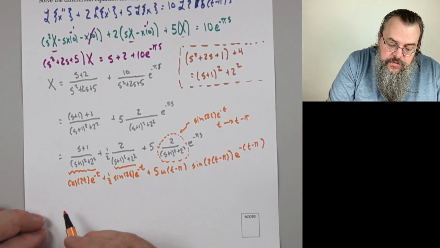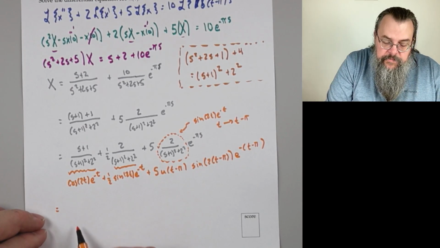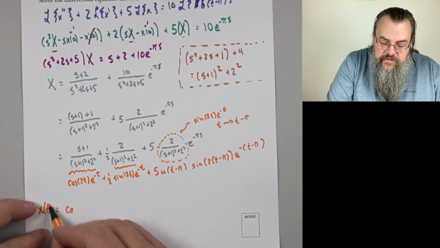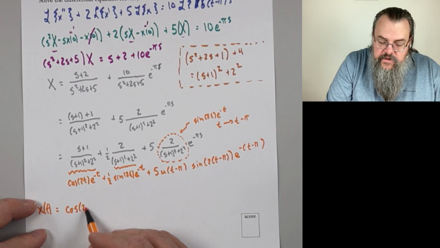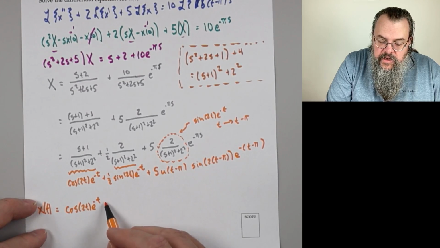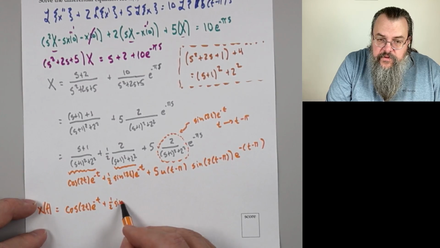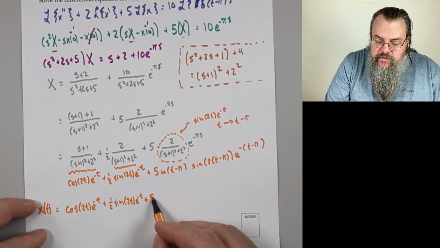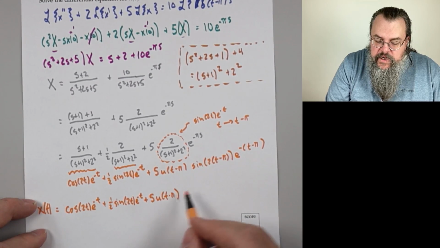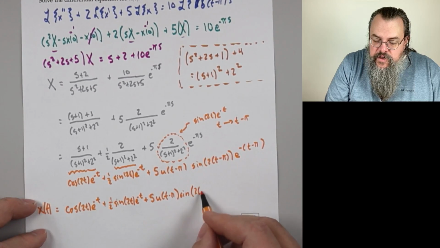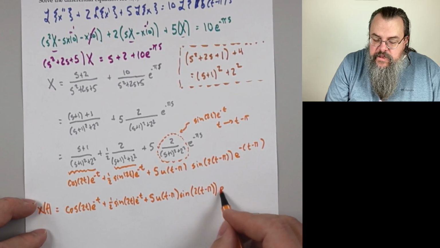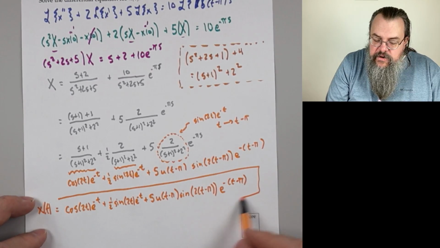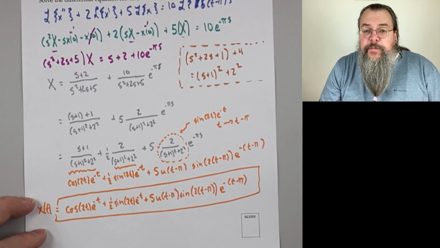Now that's the answer. We'll just rewrite it a little bit more cleanly. So this is x of t. That's cosine 2t e to the minus t plus 1/2 sine 2t e to the minus t plus 5 u of t minus pi sine 2 times t minus pi e to the minus t minus pi. A lot to write down, but that's just because cosine and sine take up space.